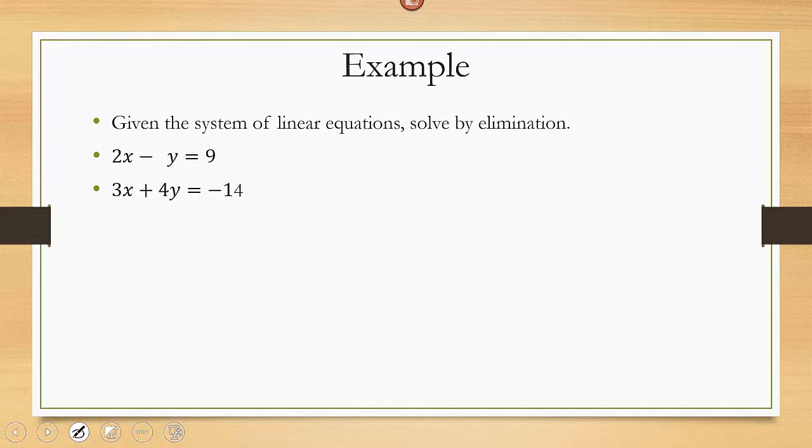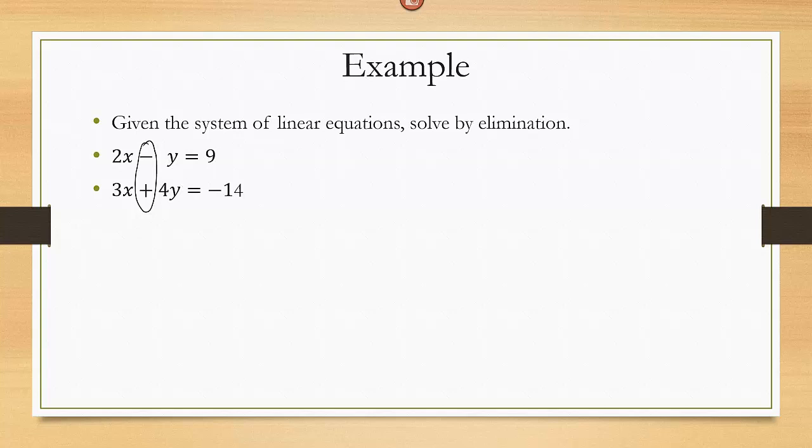Given the system of linear equations, solve by elimination. Okay, so we have 2x minus y equals 9, and 3x plus 4y equals negative 14. Let's see, is this set up for us today? So 2x plus 3x, that's 5x. Negative y plus 4y is 3y, and then, okay, so it's not set up for us, but we can set it up this way. We already see that we have a positive and a minus here, and we have a 4 here. So we would need a 4 here in order for our y's to cancel.